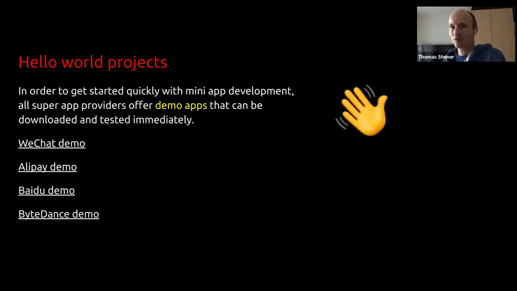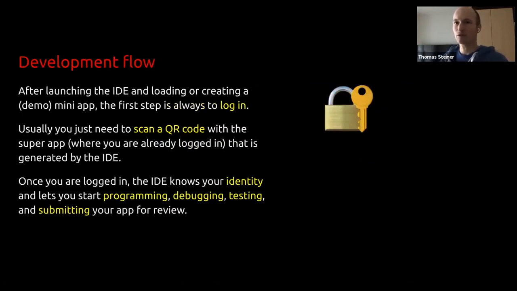And for getting started, a lot of them, or actually all of them, offer Hello World projects. Again, the underlined words are links. So you can get started very quickly and just have a baseline experience of an app running. For the development flow, when you launch the IDE, typically you need to log in. This happens with a QR code that you need to scan with the super app where you're already logged in. And once you're logged in, the IDE then knows who you are and lets you start programming, debugging, testing, and obviously also in the later stages, submitting your app for review to one of the mini app stores.